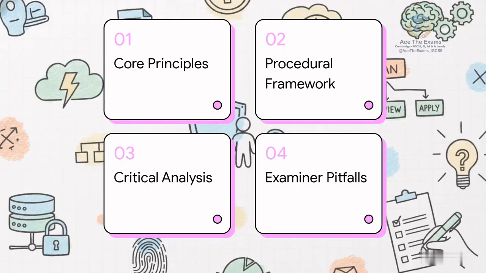Okay, so let's dive into our structured blueprint to fix this. Today we'll cover 4 core areas. First, we'll look at core data security principles. Second, we'll build out the procedural framework. Third, we'll focus on mastering critical analysis. And finally, we'll cover avoiding examiner pitfalls. Let's get straight to it.